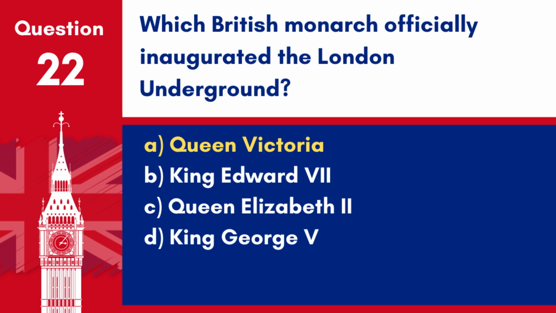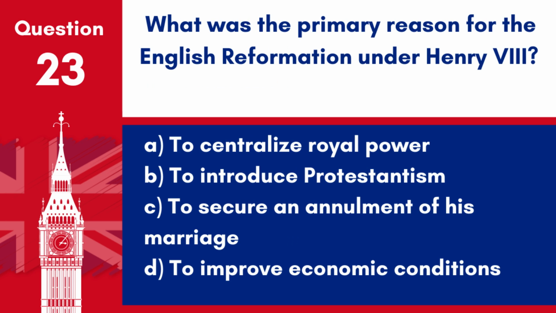Answer: A. Queen Victoria. Queen Victoria officially inaugurated the London Underground when it opened in 1863, making it the world's first underground railway.